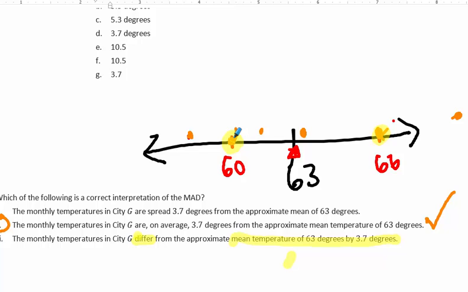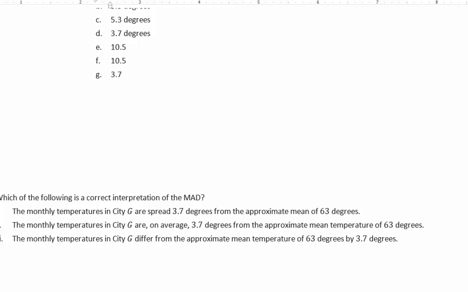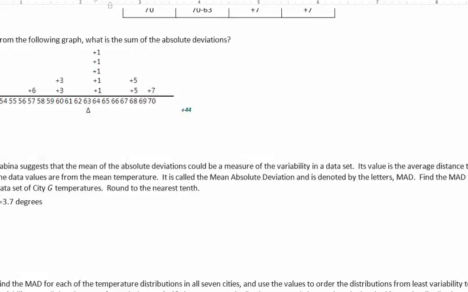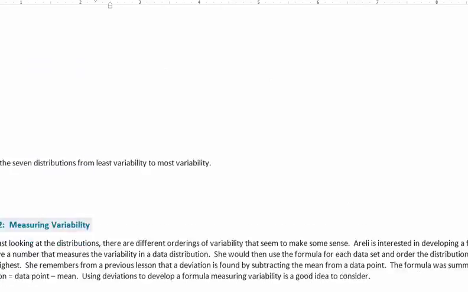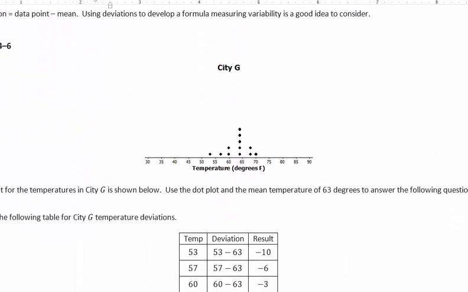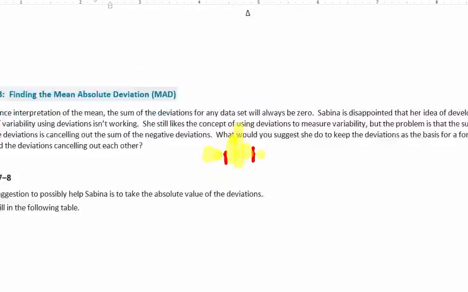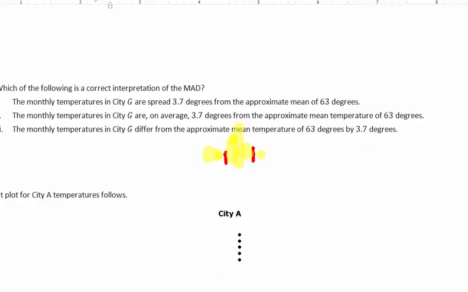Is that correct? No, I had lots of data points in G that were much further away. Let's go back and look at G really fast. So here's G. Did I only have data points from 60 to 66? No, I had a lot that were on the outside. I had this guy right here and these two right here. So I know they weren't just 6.3 degrees away. And look at this, I also had ones that were right here and right here. I actually had none that were exactly 3.7 degrees away.